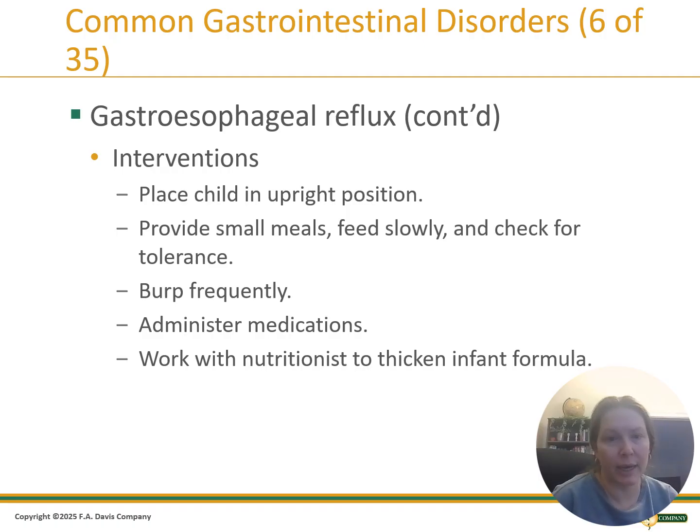So we want to prioritize our non-pharmacological interventions. We want to encourage parents to have their child in an upright position while feeding, provide small, frequent meals, feeding slowly, assessing the child's tolerance during the feed. We want to talk with our formula-fed infants about whether they would benefit from a thickened formula, so working with the nutritionist to see if that would be beneficial. We want to encourage parents to burp their infant frequently during the feedings.